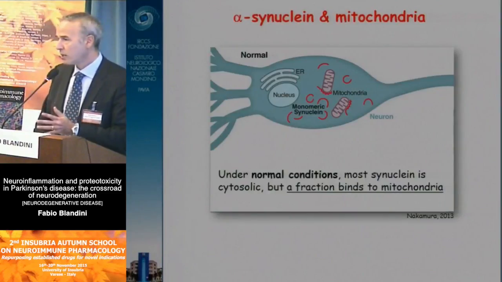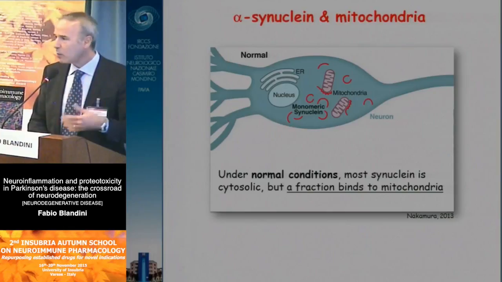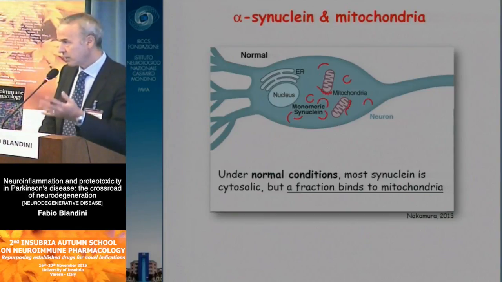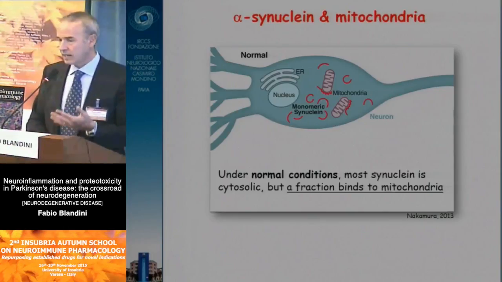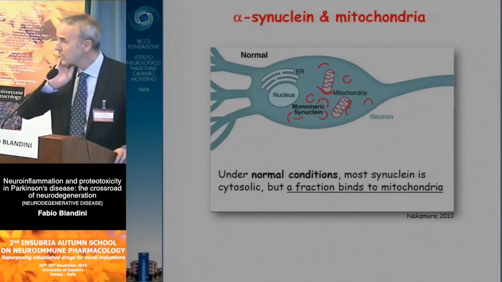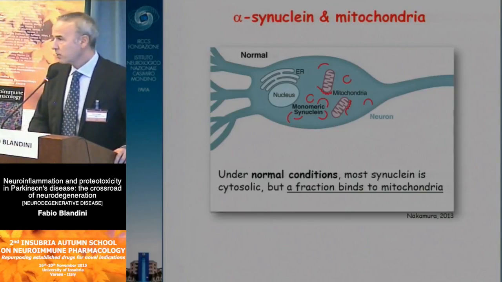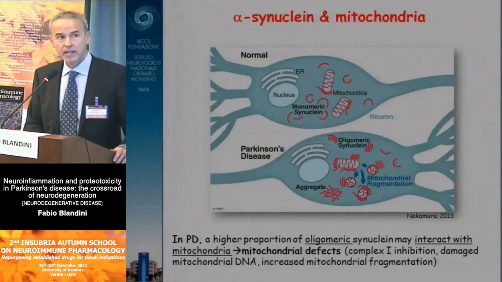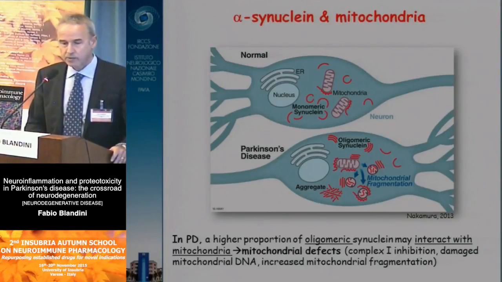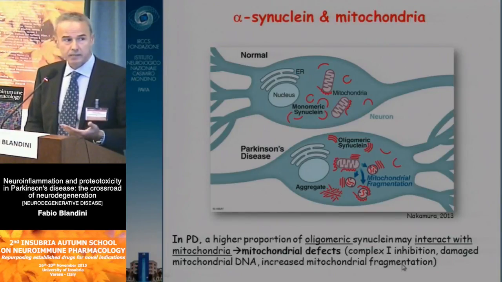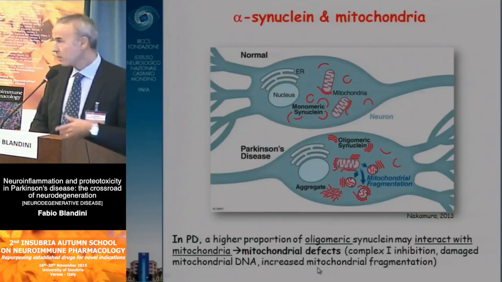Another target of synuclein oligomer toxicity is certainly the mitochondria. We go back to the beginning of the story in PD pathogenesis: mitochondria have been involved since the very first moment. Synuclein confirms that mitochondria are a preferential target of the disease, because under normal conditions most synuclein is cytosolic, so it does not associate with mitochondria except for a small fraction. Things change radically when synuclein starts to precipitate, because oligomeric synuclein may interact quite heavily with mitochondria, causing mitochondrial defects, complex 1 inhibition, damage to mitochondrial DNA, and increased mitochondrial fragmentation.